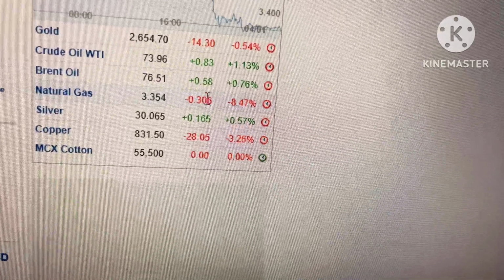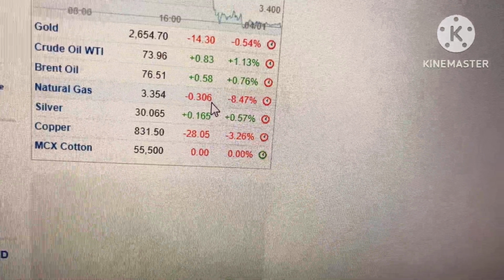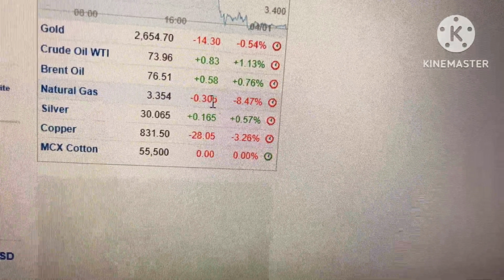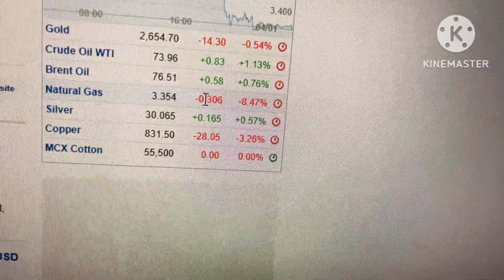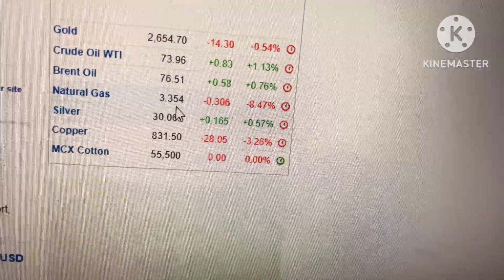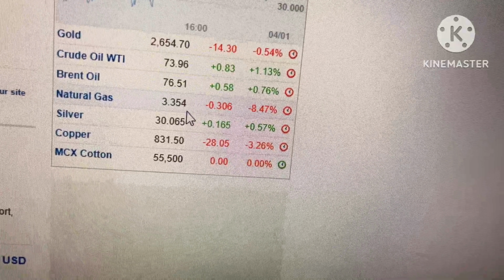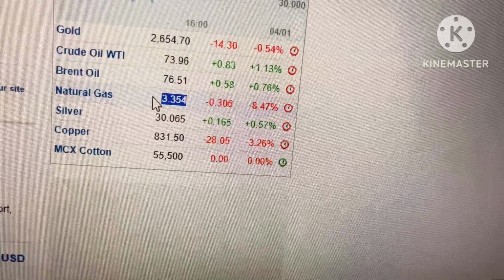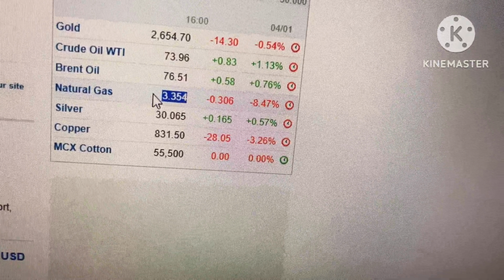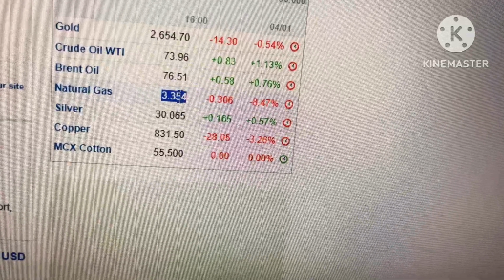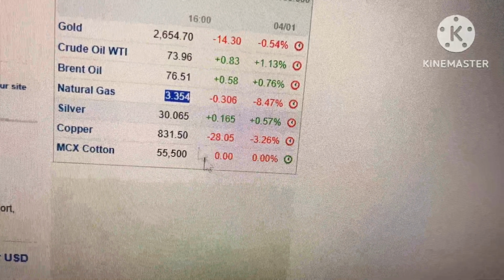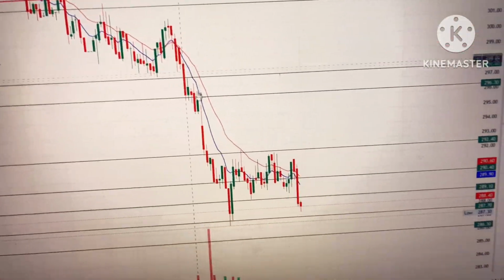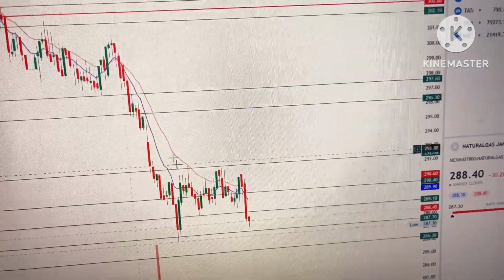Whenever the supply has increased and the demand is less, what happens? The market will try to come down, it will go towards the downside. Now this was the predicted one and this is the actual one. The actual one is 3.354, so the supply is more, that's why demand is less. When the supply is more, that time the market will fall. Now if you look at the natural gas chart, the market has fallen down as per the data.